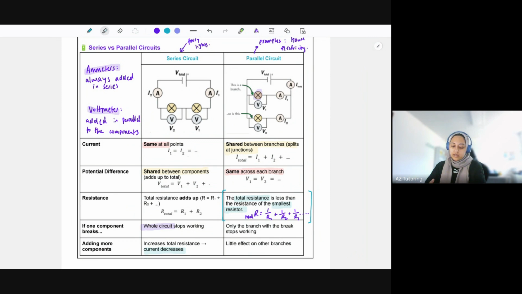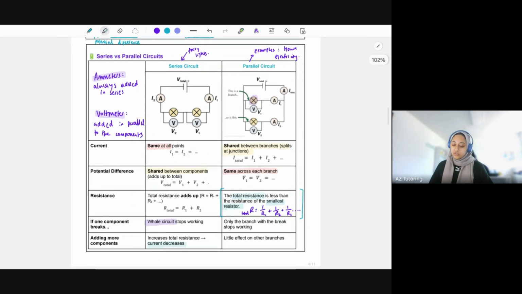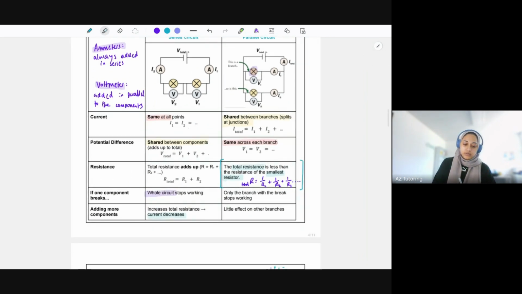And then looking at the parallel circuit, if you add more components, it doesn't have that much effect in other branches. So that's another reason why it's more of a positive to be using the parallel circuit, because if you add more components, then it's fine. If, I don't know, in your house you wanted to build another room and you needed more electricity going there, because it's another branch, it doesn't really affect all the other rooms. So that's why it's useful using that parallel circuit.